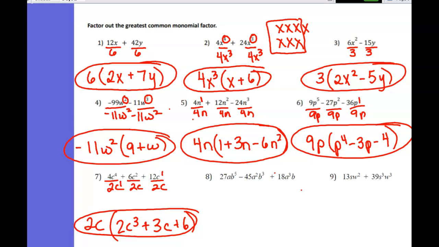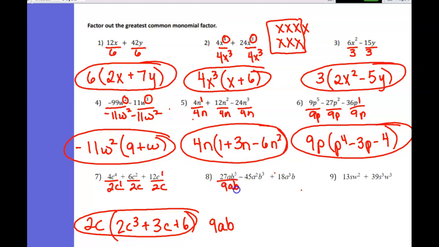It works the same way. I like to look at the coefficient first, come up with the greatest common factor of 27, negative 45, and 18. It would be 9. With your a's, you've got a squared, a to the third, so the lowest exponent would just be a to the first. And then for our b variables, we've got b to the fifth, b to the third, and b. So again, our lowest variable would be b. So it's 9ab is what's factored out.